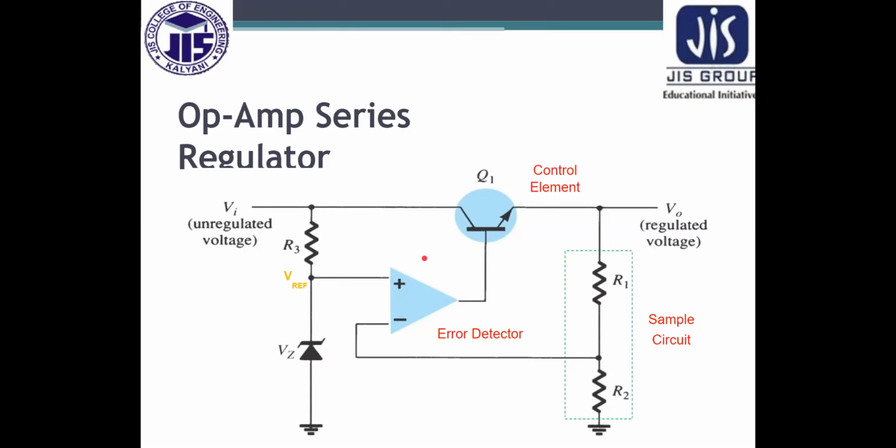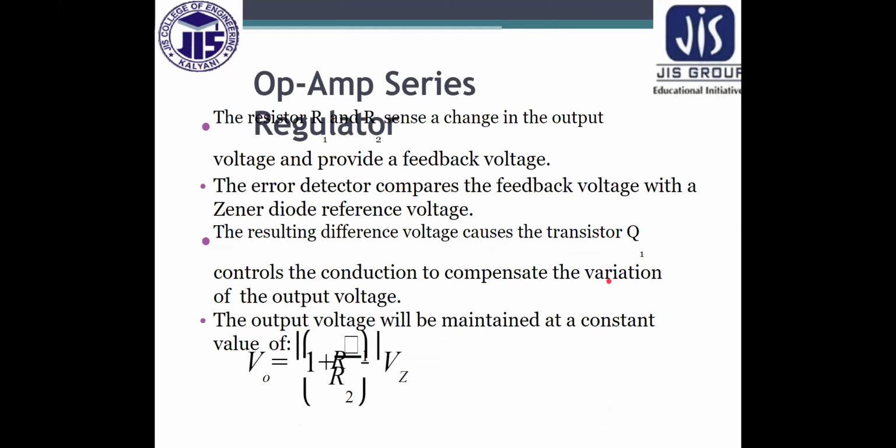So this is an op-amp based series regulator, where a transistor is used as the control element and an op-amp is used as the error detector. This is the sample circuit. The resistors R1, R2 sense a change in the output voltage and provide a feedback voltage. The error detector compares the feedback voltage with the Zener diode reference voltage. The resulting difference voltage causes transistor Q1 to control conduction to compensate the variation of the output voltage. The output voltage will be maintained at a constant value of V0.